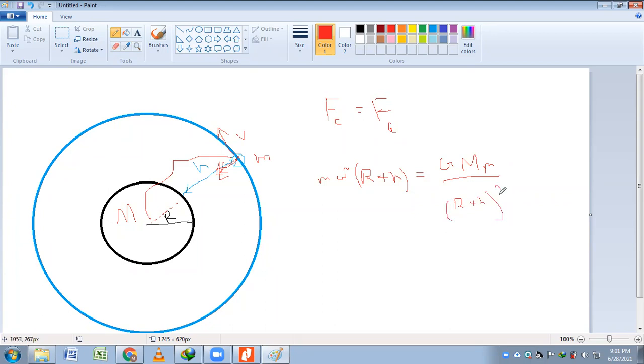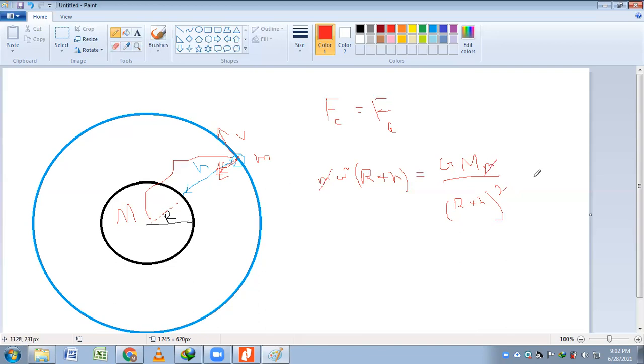So G is the universal gravitational constant, M is the mass of the Earth, small m is the mass of the satellite, and r plus h is the distance between the two celestial bodies, from center to center, that is. In this case, center essentially means the center of gravity, not the geometric center. For non-uniform objects it's very important, but for spherical objects, the center of gravity and the geometric center are always the same. So in this equation, we can very easily get rid of the m and m, as these two variables cancel out on both sides.